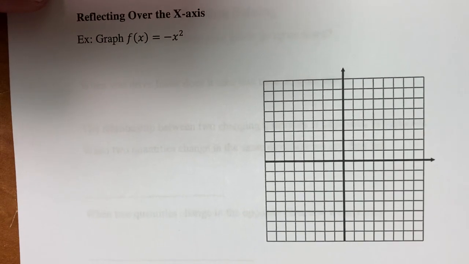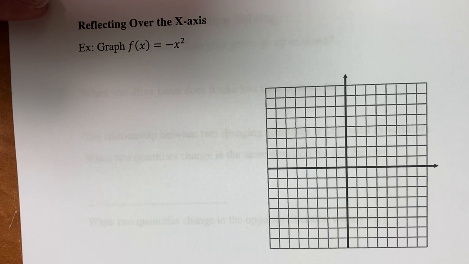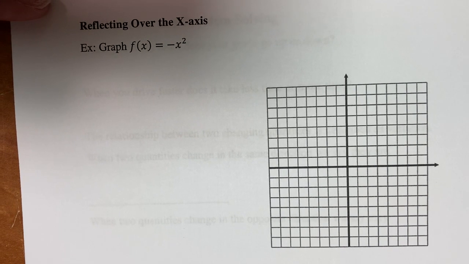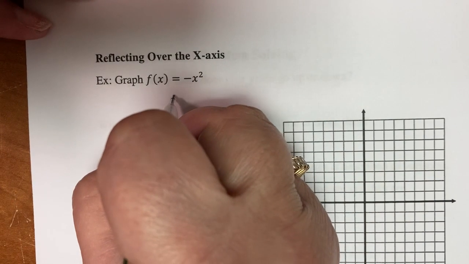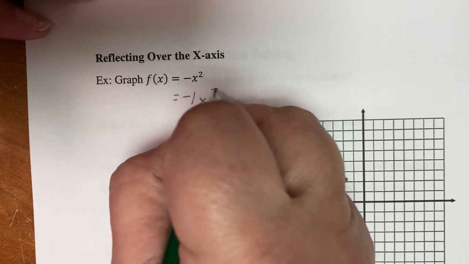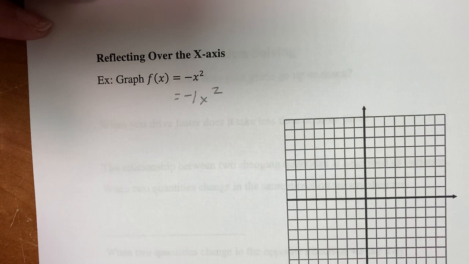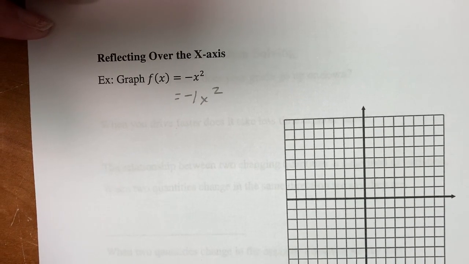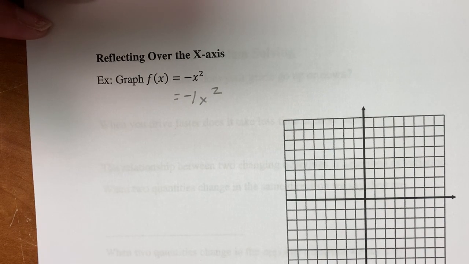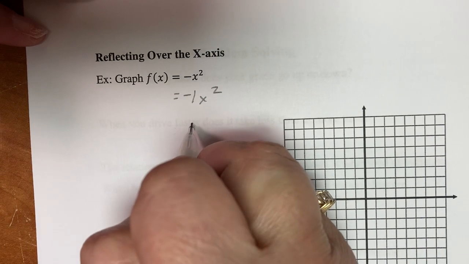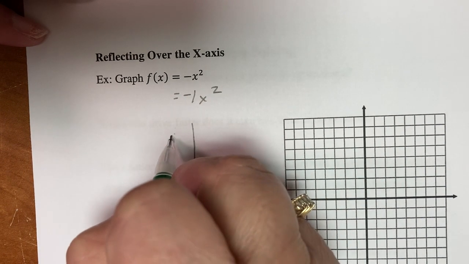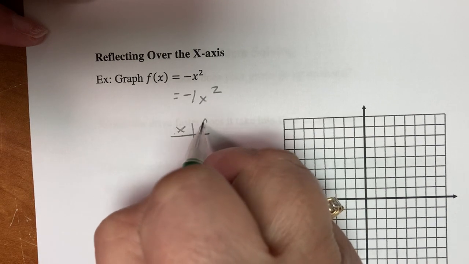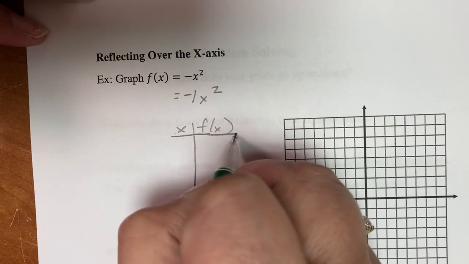Okay, what are we going to talk about now? We're going to talk about reflecting. How do we look at something and see that it's reflected? Well, it's this negative in front. Remember, you could really write this as negative 1x squared. That's going to be a reflection. It's going to be a reflection over the x-axis. It's going to look like f of x equals x squared, so you know that that is a parabola.